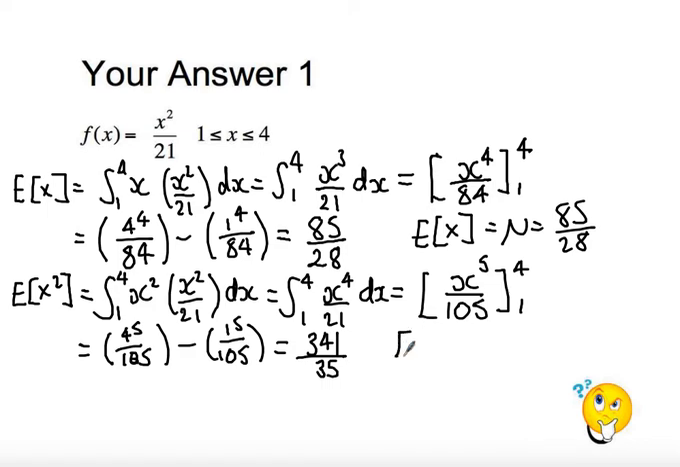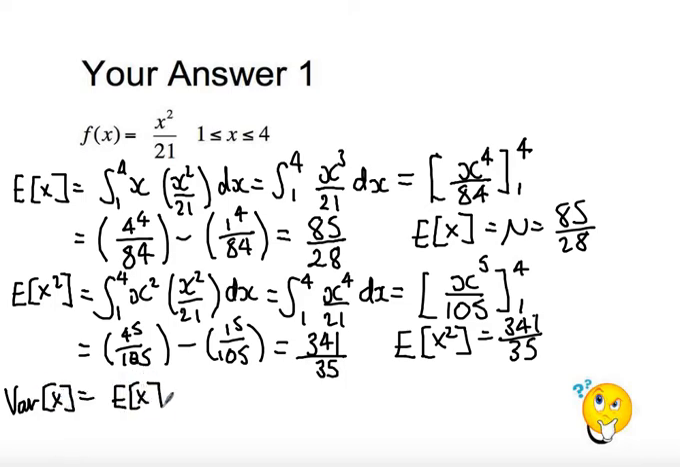Okay, so that was the expectation of x squared. All that's left to find now is the variance. So let's just state that explicitly for a second. So 35, great. Then the variance, we know, is the expectation of x squared minus the mean squared. So we get 341 over 35 minus 85 over 28 squared.